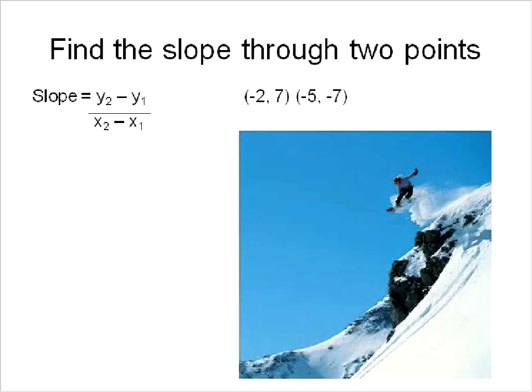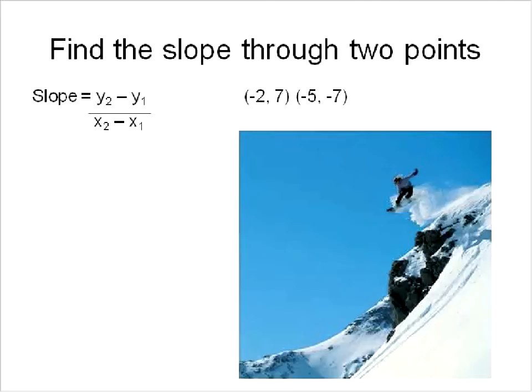There's another way to find slope. If you're not given a graph, and instead you're given 2 points, you can find the slope using these 2 points and the equation that we looked at earlier. So let's go ahead and do that. This equation says y2 minus y1 over x2 minus x1.